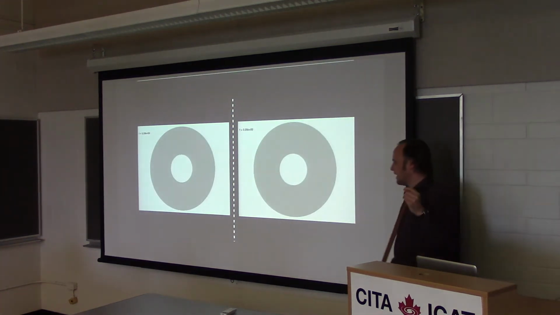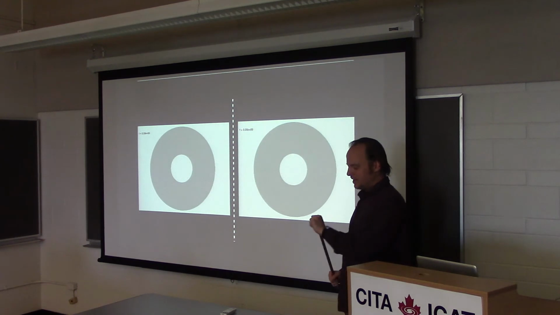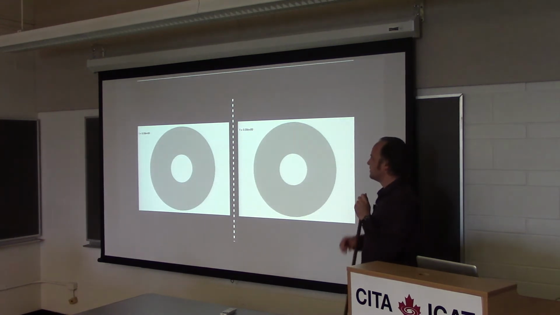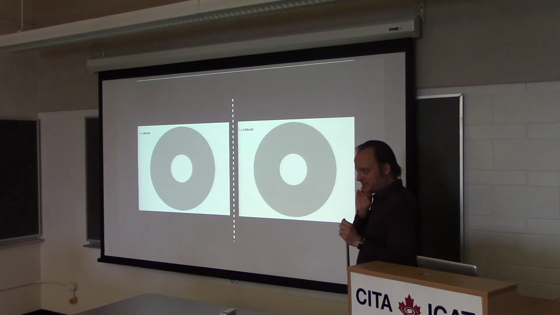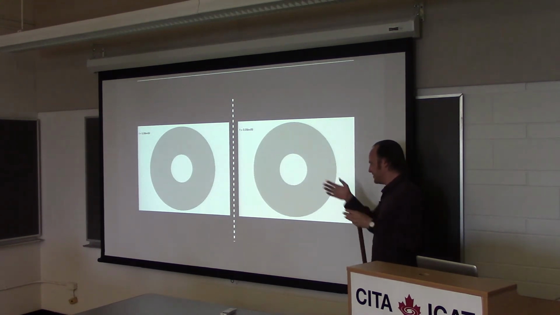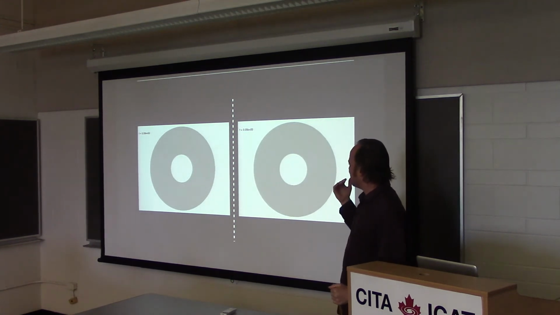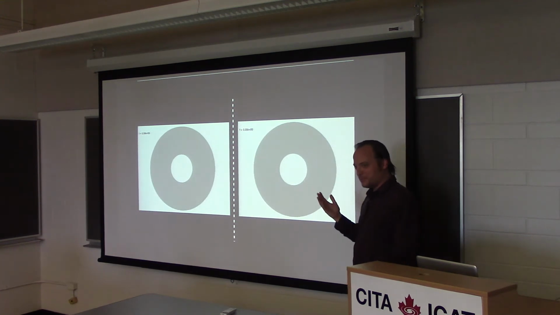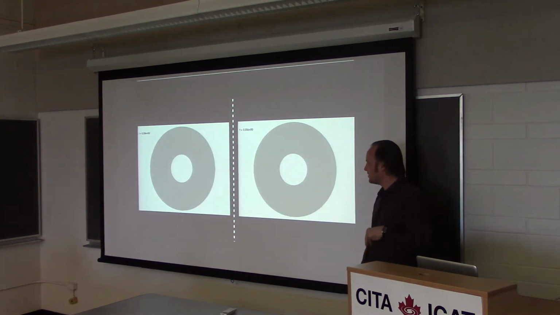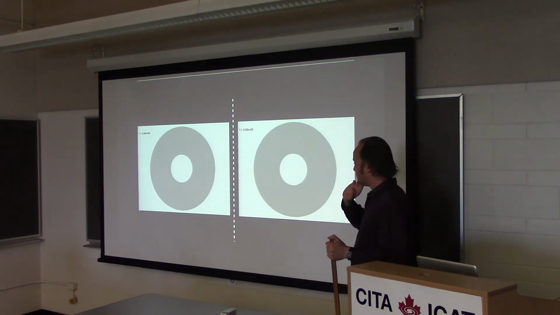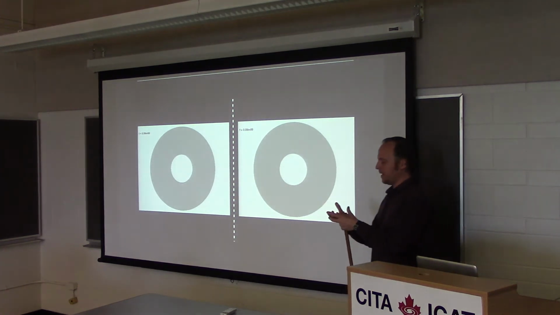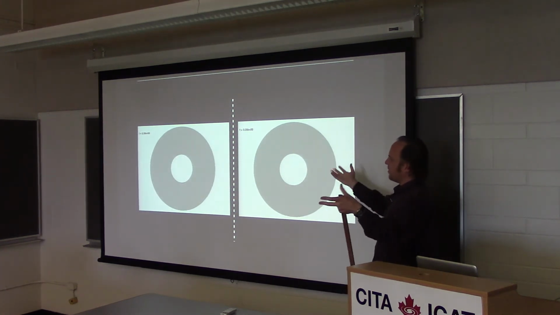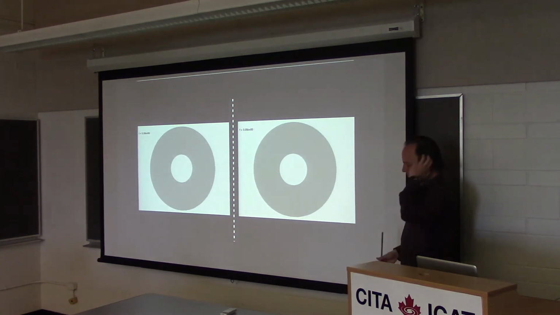Okay, so let's get to actual applications. The first thing I'm going to talk about is gap opening in protoplanetary disks. So we're changing gears a little bit. All right, so when planets form, they form in a disk of gas and dust. Although I'm not going to talk about the dust, I'm just talking about the gas today. And when they grow, they become massive enough that they can gravitationally interact with the disk.